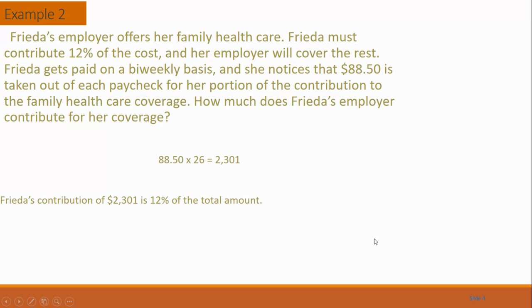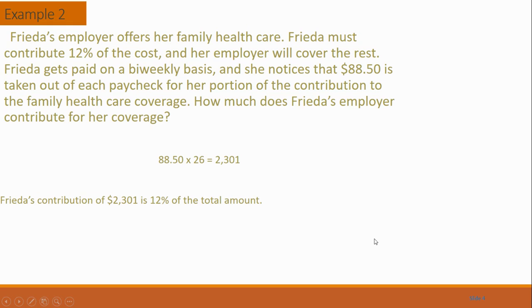Our next example: Frida's employer offers her family health care. Frida must contribute 12% of the cost, and her employer will cover the rest. Frida gets paid on a bi-weekly basis, so that means every other week, and she notices that $88.50 is taken out of each paycheck for her portion of the contribution to the family health care coverage. So how much does Frida's employer contribute for her actual coverage?